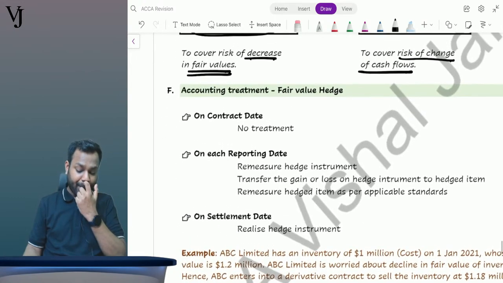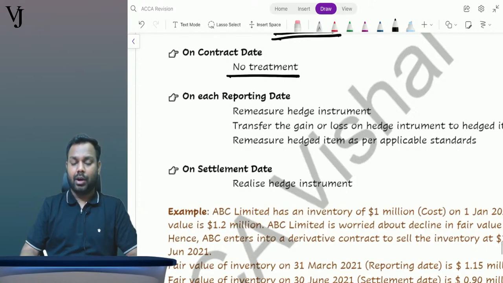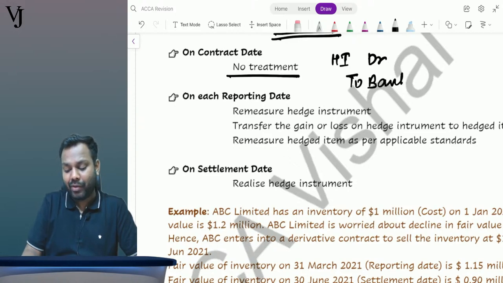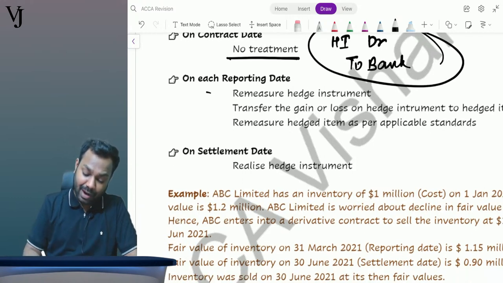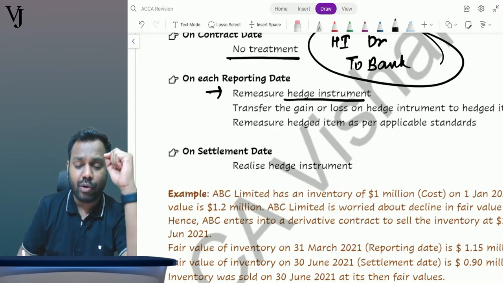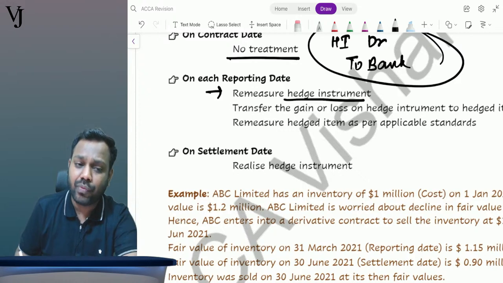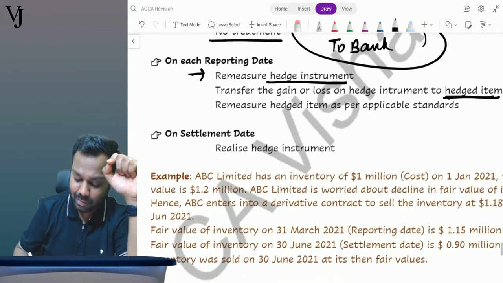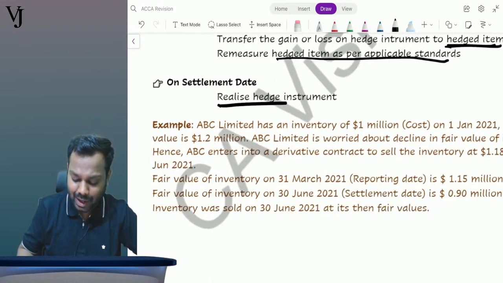Now, how does the accounting treatment go for a fair value hedge? On the contract date, there will be no treatment. Or I can write here hedge instrument account debit to bank if I have incurred any amount. On each reporting date, I will have to measure the hedge instrument. Whatever is the gain or loss on the hedge instrument, listen to me carefully, I have to transfer it to the hedged item and remeasure the hedged item as per the applicable standards. Now on the settlement date, realize the hedge instrument.